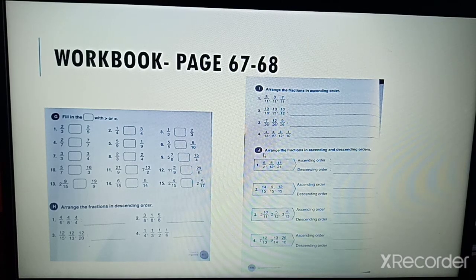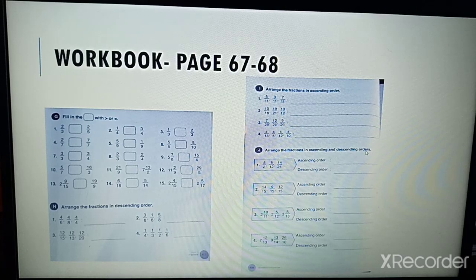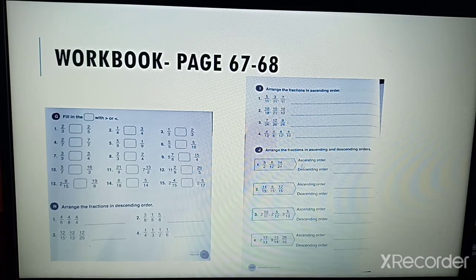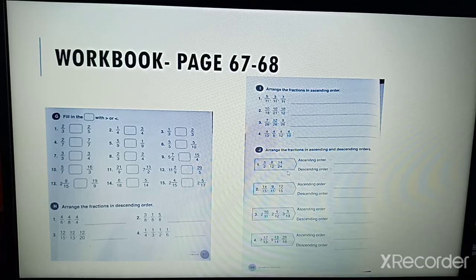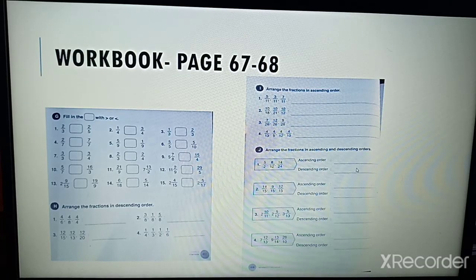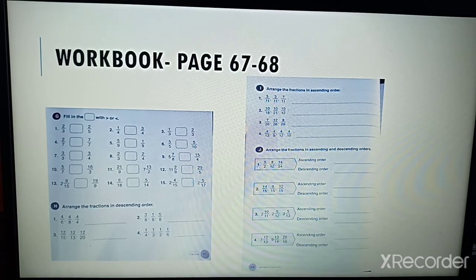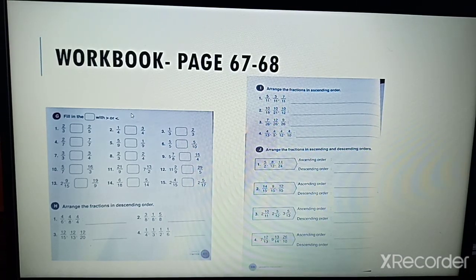And then for letter J, arrange the fractions in ascending and descending order. Okay, in this blank, arrange the fractions in ascending order, and on the second line, arrange the fractions in descending order. Okay? I hope everything is clear. So for your questions, if you have more questions, just drop in our line.